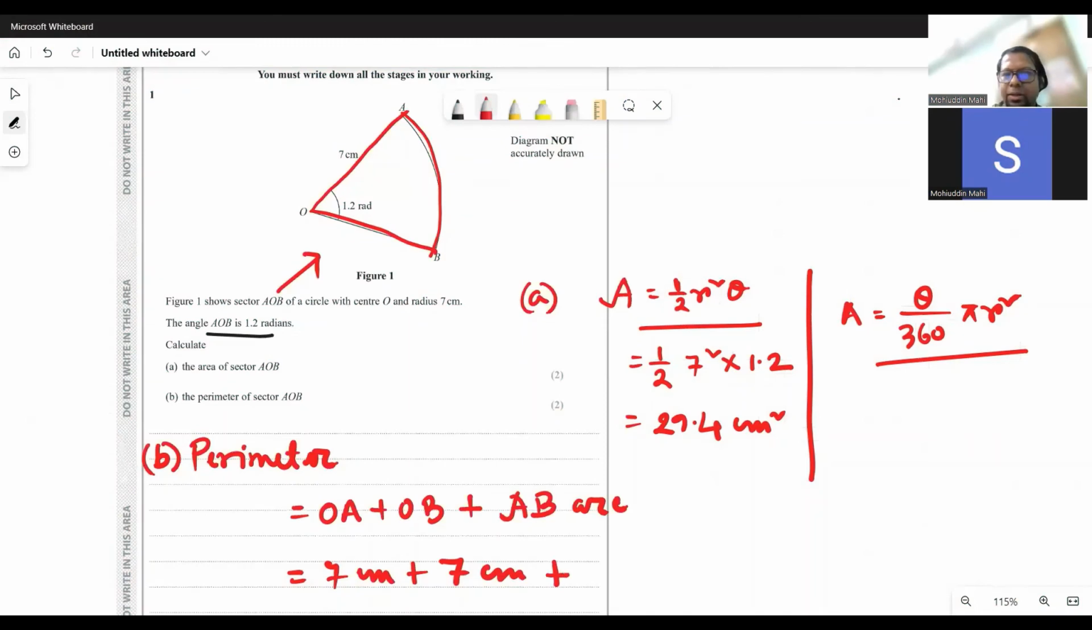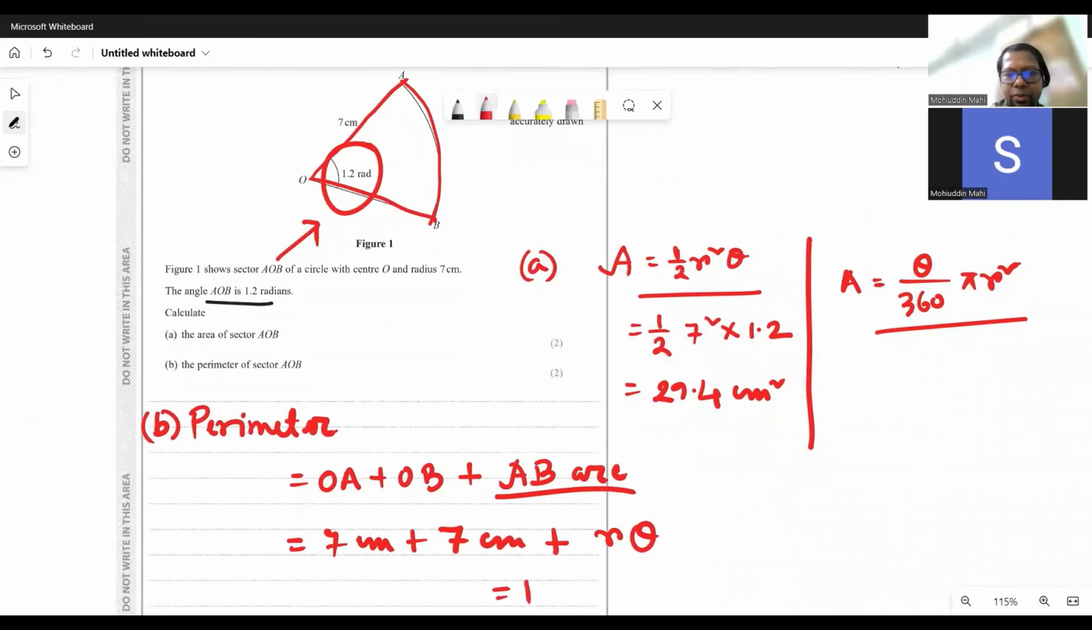And the AB arc. For finding the arc length, if the angle is given in radians rather than degrees, the formula will be r theta, radius into angle. So 14 plus, radius is 7 and theta is 1.2. If you multiply it, the result is going to be 22.4 centimeter.